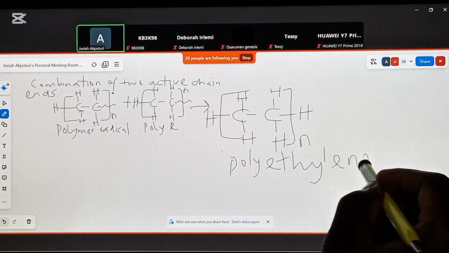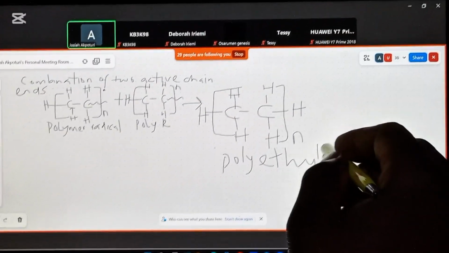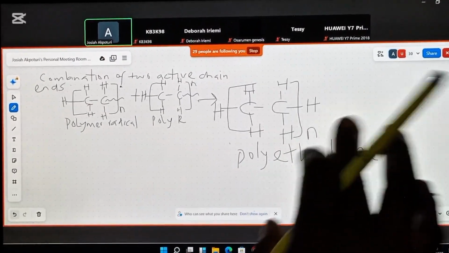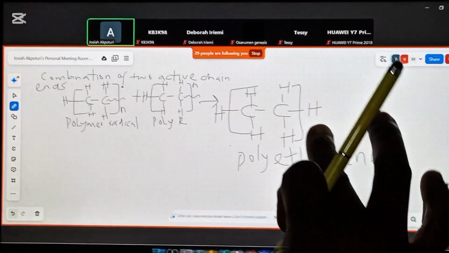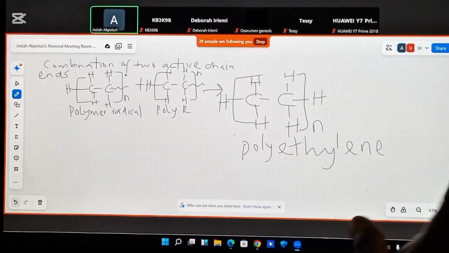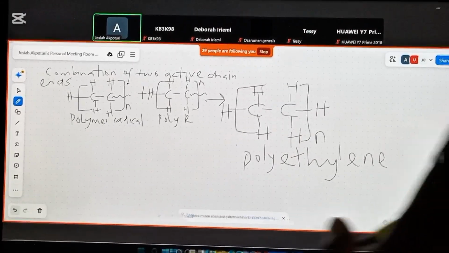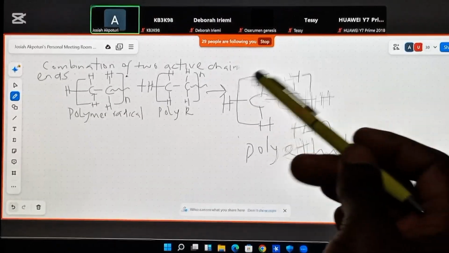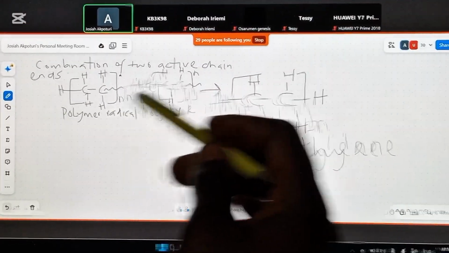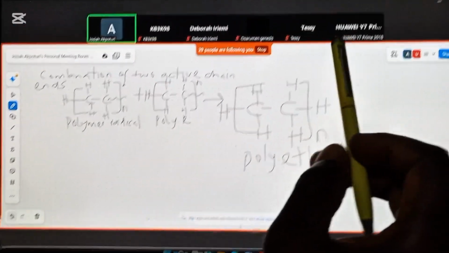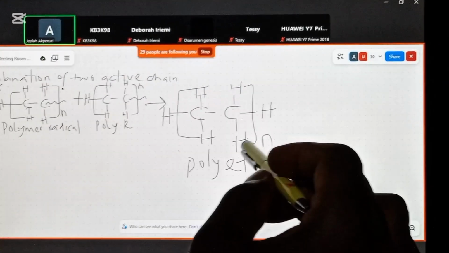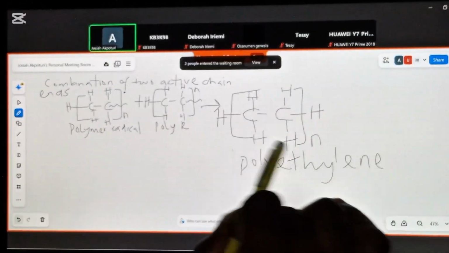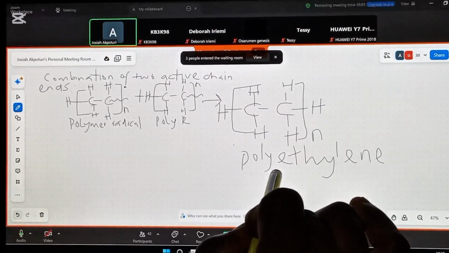Nobody is expecting you to write plenty of ethylene. Instead, the n indicates the large number of the polymer. Once you put n there, it means it's a polymer. It can be 10, it can be 20, it can be 100. But the one unit there, the monomer, is what? Ethylene, because we started with a double bond. So the radical breaks the double bond to form a radical of itself to produce a polymer radical. And the end product is called polyethylene.